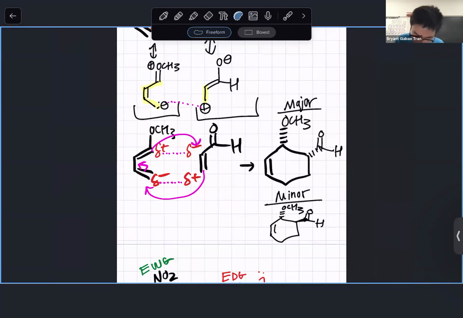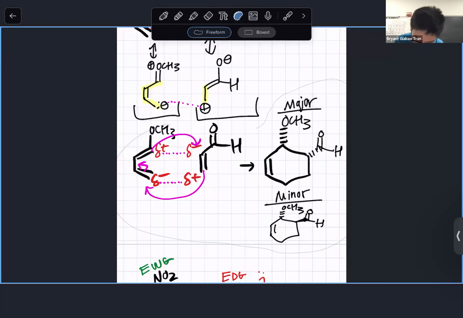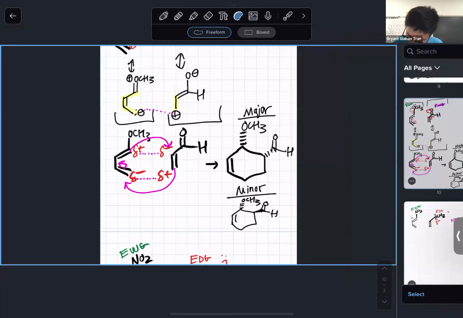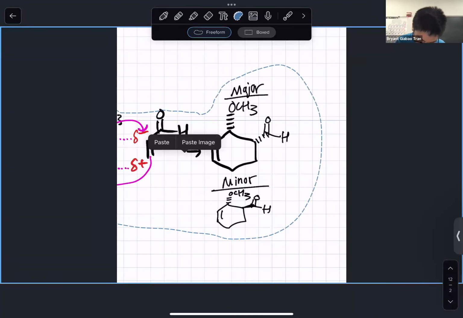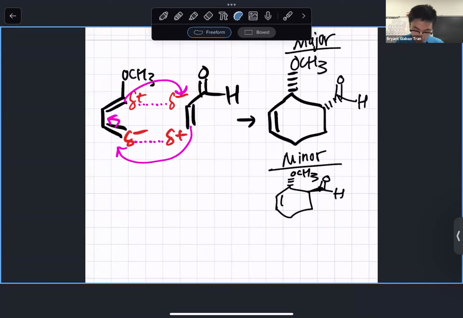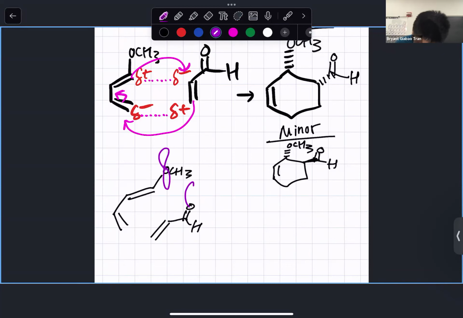Okay, so the reason why is because, let me make more space. Copy. Let me put that down here. Okay, let's say that I'm going to draw in the diene like this with the OCH3 group and a dienophile down here with the EDG. You know how there are p orbitals on these atoms right here that are sp2, sp2, sp2, right?